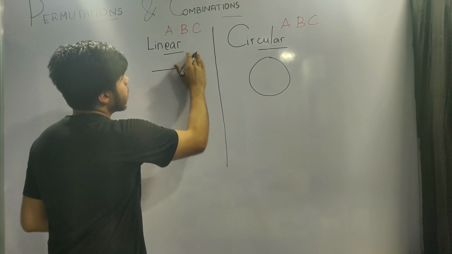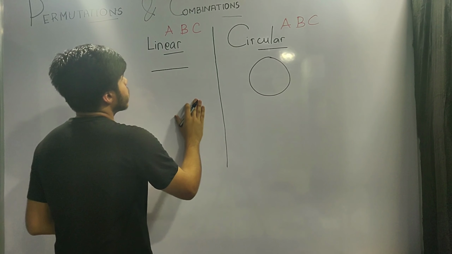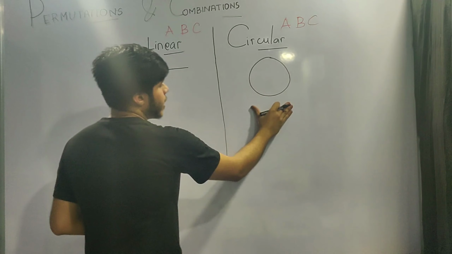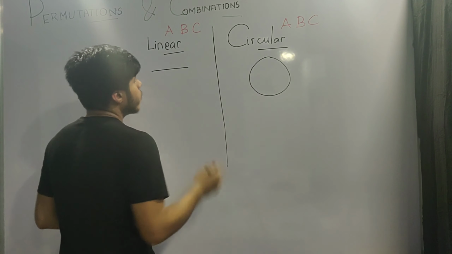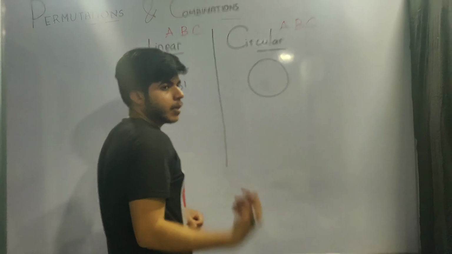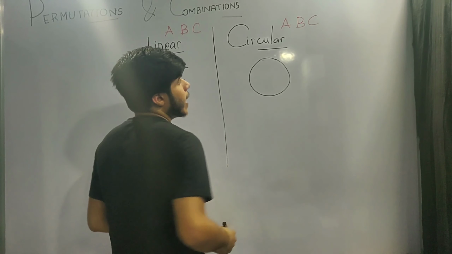Suppose I have three people, A, B and C, and I have to find out the total number of ways I can arrange them on a linear bench and then at a circular table. For the linear case, I know that I can arrange them in 3 factorial ways, but for the case of the circular table, I don't know the value.